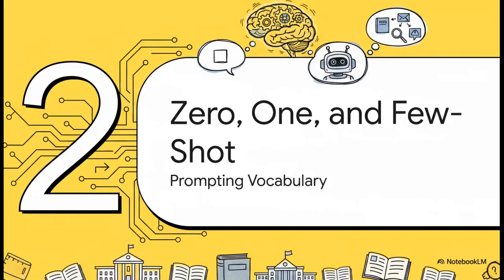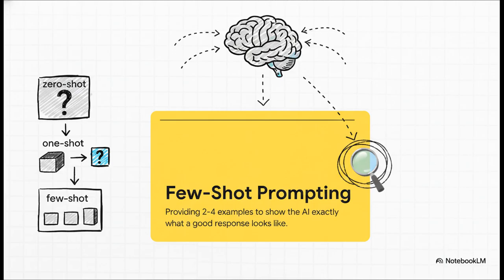Moving right along to part 2, 0, 1, and few shot. Okay, so to get the academic foundation for today's lesson, we really need to understand the term few-shot prompting. If you give the AI absolutely no examples, that's called zero-shot prompting. Give it one single example, that's one shot. But few-shot prompting, where you give it roughly 2 to 4 examples, is the absolute gold standard technique for getting consistent, reliable outputs. It just totally nukes that ambiguity problem we were just talking about.